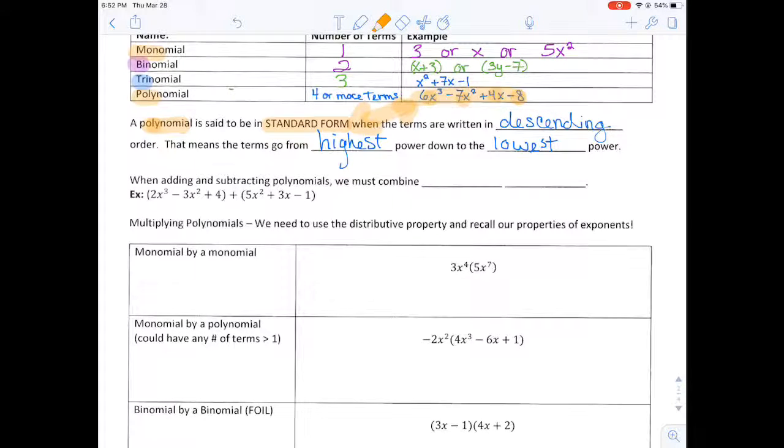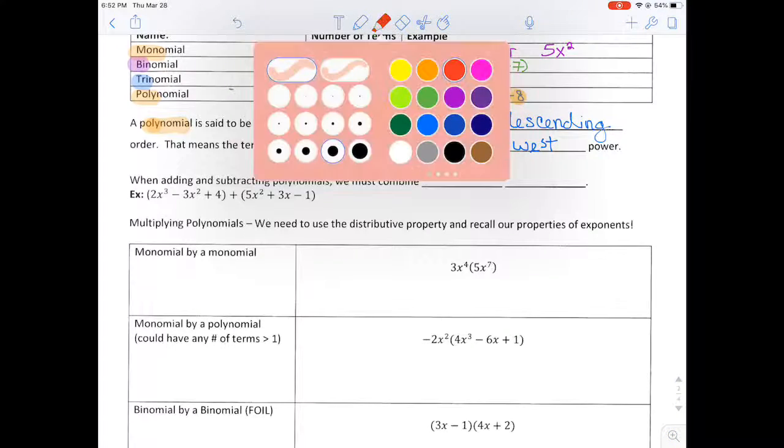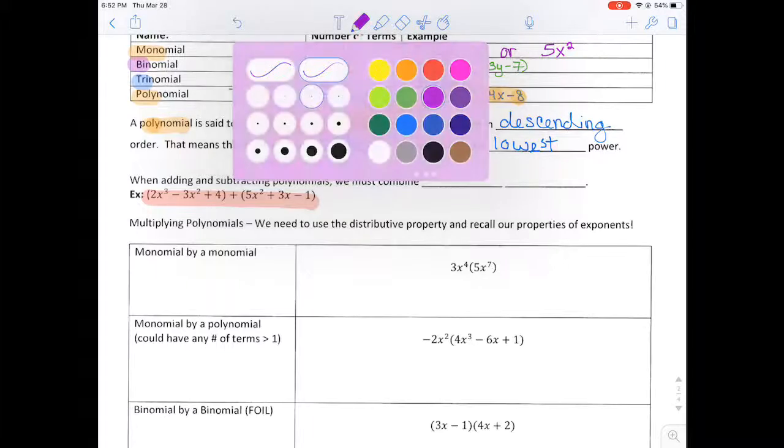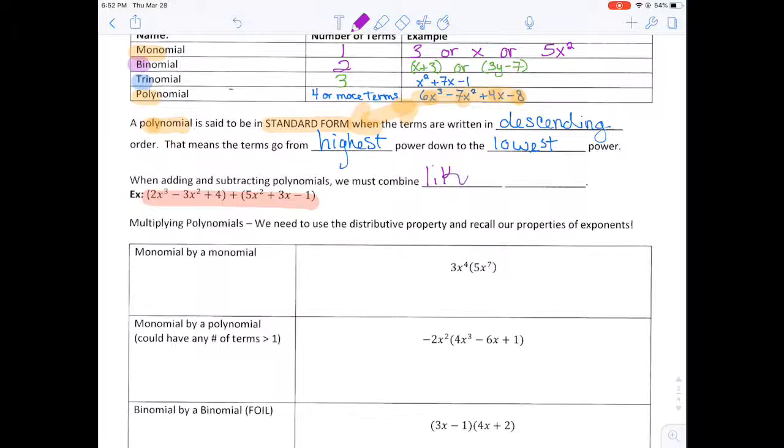If you recall, we have added and subtracted polynomials before. In order to do that, like this example that we have down below, you're really just combining like terms. So we need to be able to combine like terms.